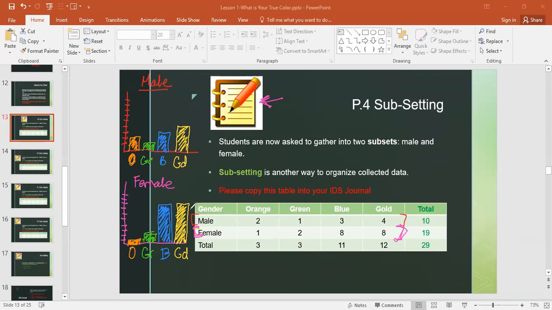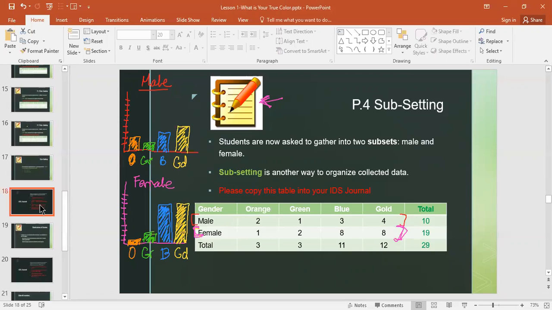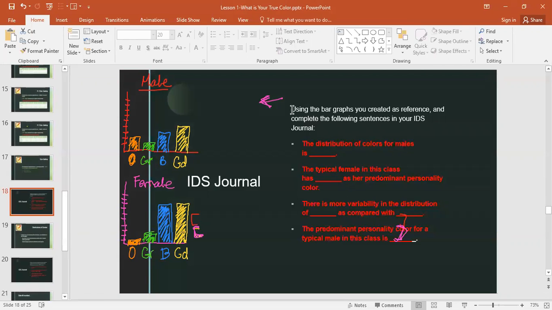And they might tell us a few things. We might be able to look at them and notice some things that we may not have necessarily paid attention to or noticed in a two-way frequency table because it's just full of numbers. Sometimes visual representations allow us to see things a little bit more clearly. So based on this, we now want to answer a few questions in our IDS journal. I purposely made sure that our graphs are going to show here.